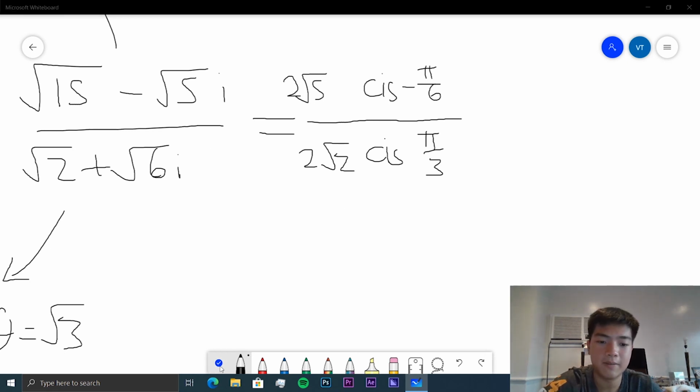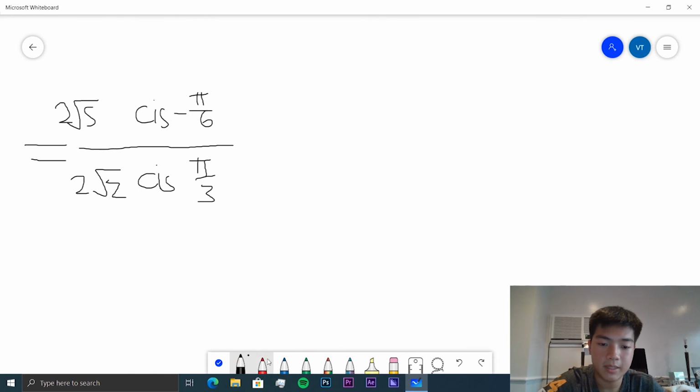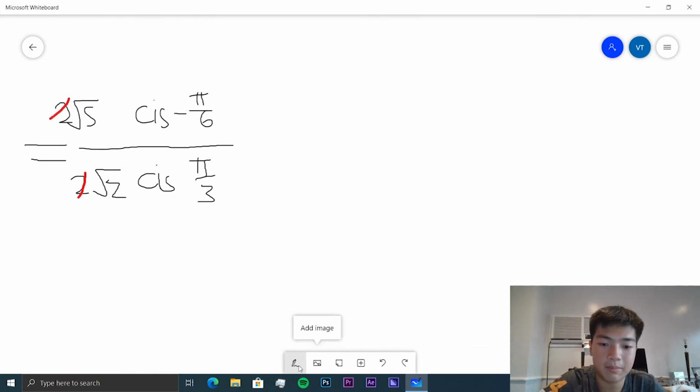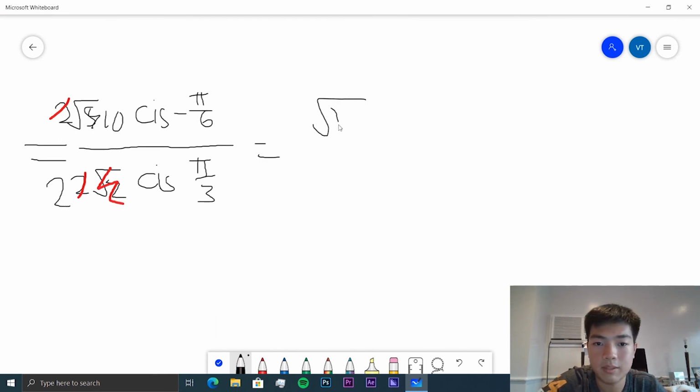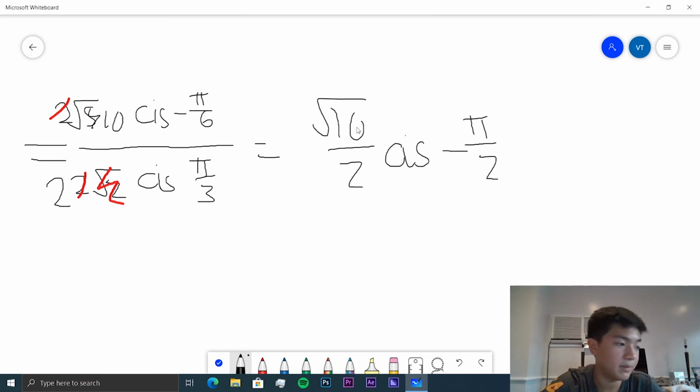So now we can divide this number. So we can simply cancel out that. So let's multiply both top and bottom by square root 2. So we have 2 and this is 10. So we have equal to square root 10 over 2 times cis negative pi over 6 minus pi over 3, which is equal to negative pi over 2. So yeah, that should be the correct answer.